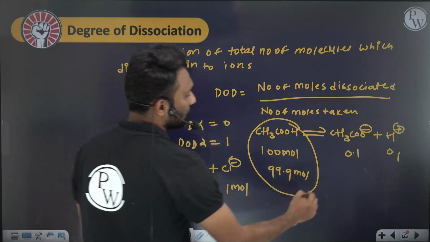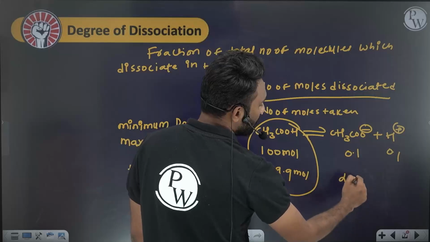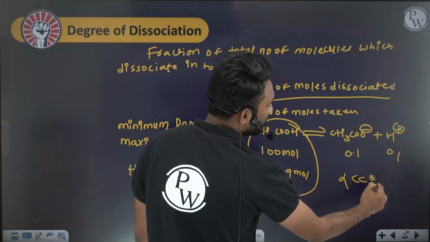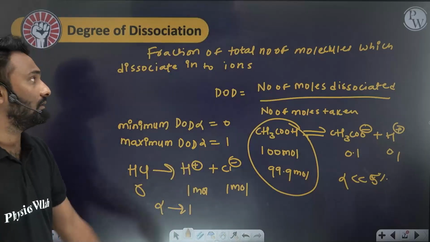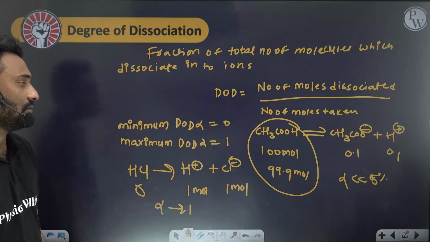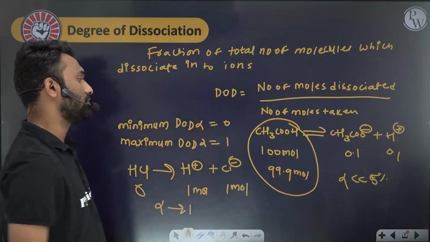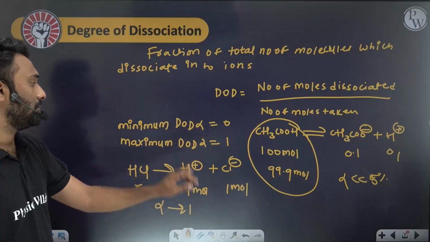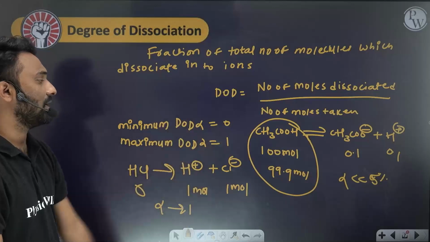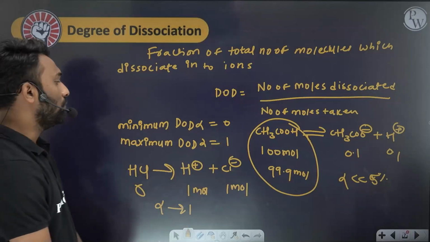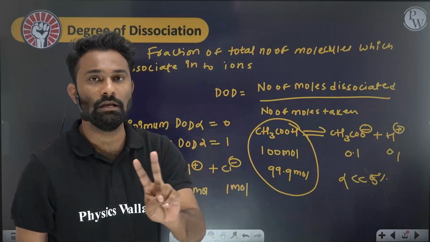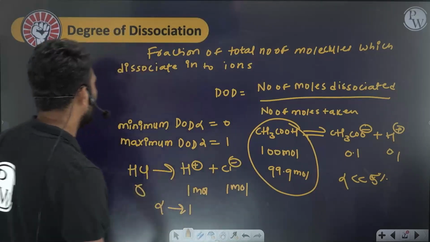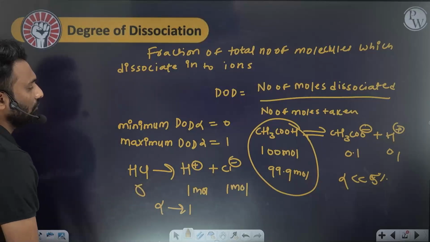For a weak electrolyte, alpha is less than 5%. This is the degree of dissociation. The minimum value is 0 and the maximum is 1. The degree of dissociation alpha is affected by only 2 factors.